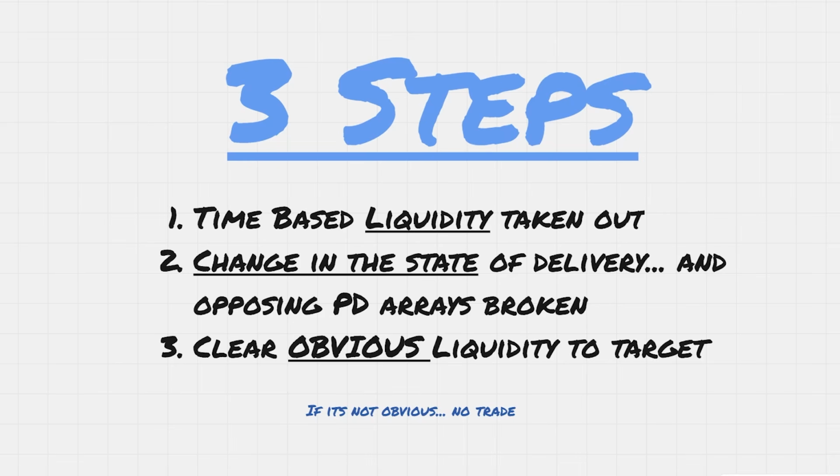You're looking for a change in the state of delivery away from there, key PD arrays broken, the opposing PD arrays, and then clear, obvious liquidity to target. So it's not just as simple as looking for one of these liquidity pools to get taken out. You want to look for something to be clear in the opposing direction where the liquidity was just taken out. I'm going to show you guys exactly what that looks like on a chart.